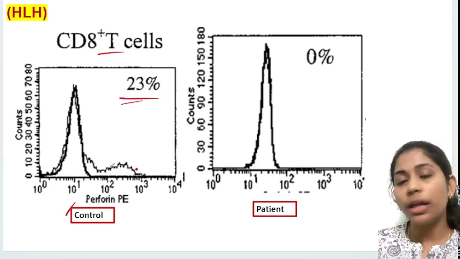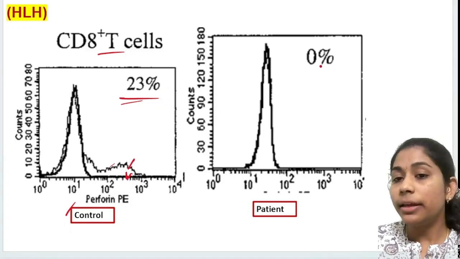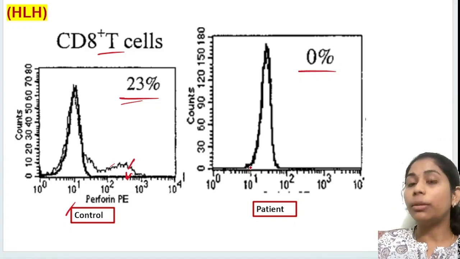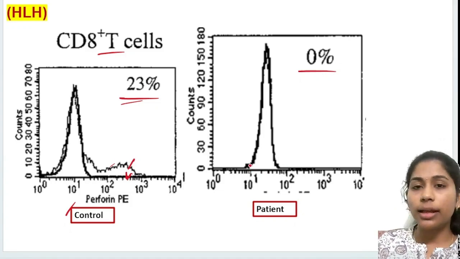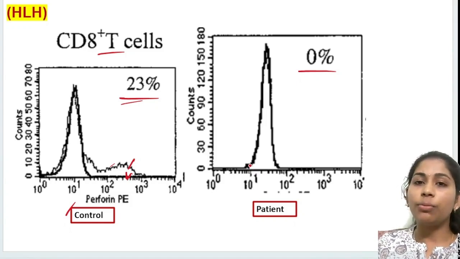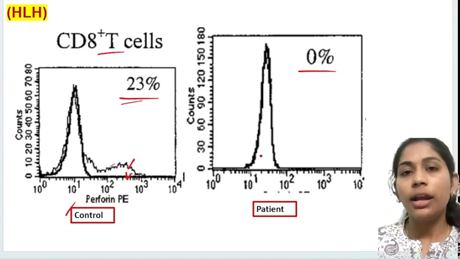Some cells are showing the perforin expression. See here the fluorescence, but here, in the patient, none of the cells are showing any fluorescence. So that means the cytotoxic T cells and NK cells are defective. They are not doing their function, what they are supposed to do. That's why the patient is susceptible to more infections, and the activation syndrome results in HLH. In this way we can detect HLH.